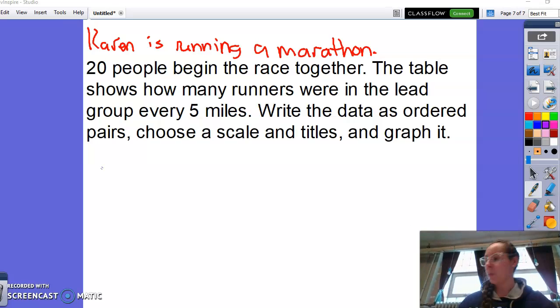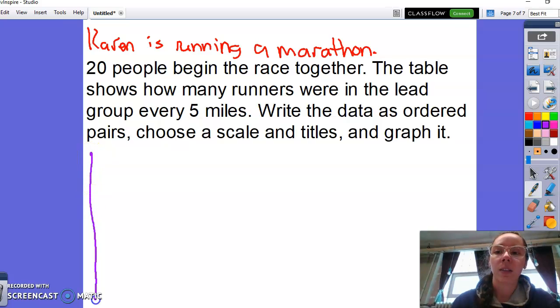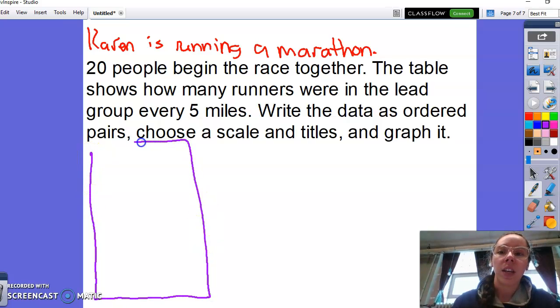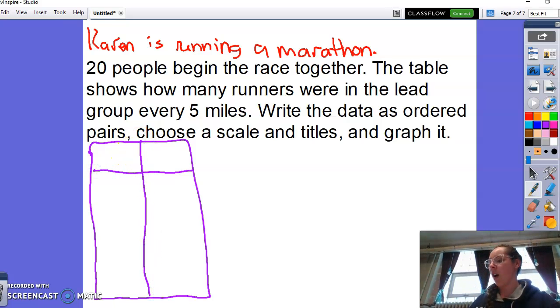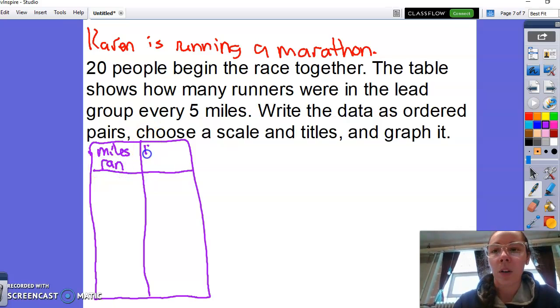All right. So up here, it talks about a table. The table shows how many runners were in the lead group every 5 miles. A lot of times when you're graphing line plots, you'll see a table that looks something like this. It's got 2 parts to it. And this is really similar to what we saw in 9.3. So this is going to be miles ran and number of runners.